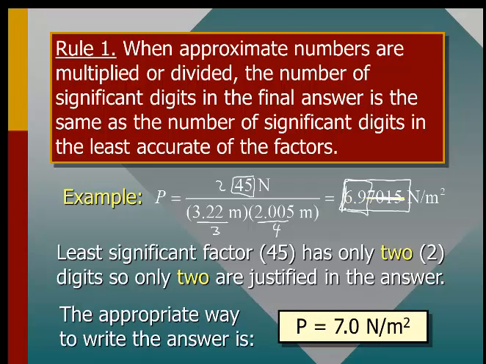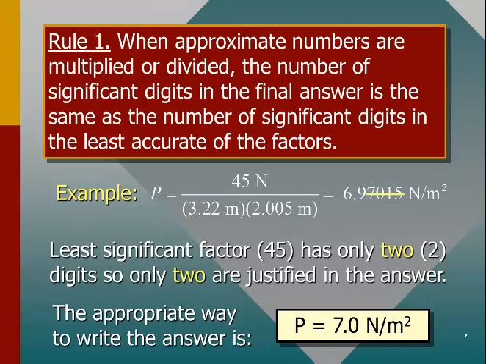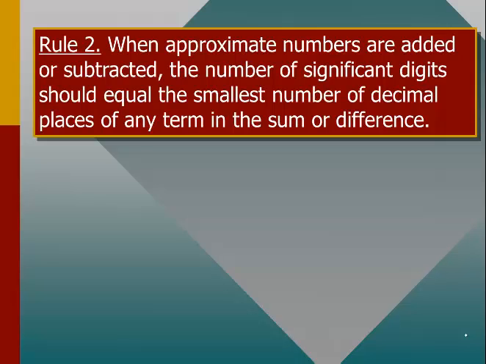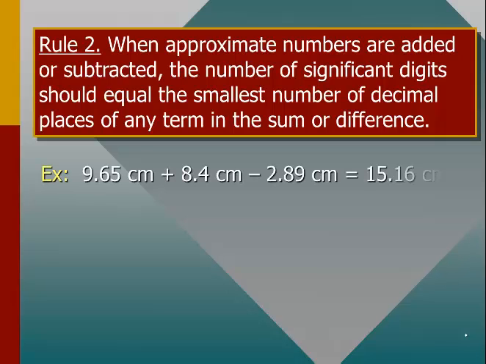You can see we ended up with 7.0, and that's because that 9 had to be rounded up because of the 7 after it, so we end up with 7.0. The second rule concerns when you are adding and subtracting. The rules are similar, but slightly different from multiplication and division. Again, let's take a look at an example.